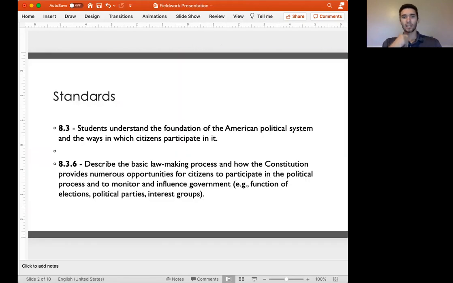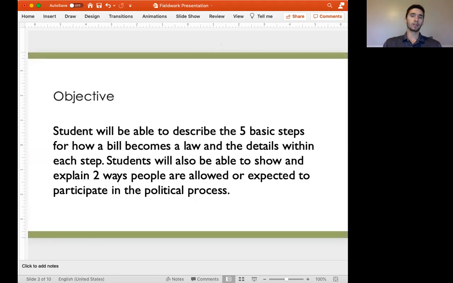the standards. So the standards for today, if you want to take a look at this, you can. I'm not going to spend too much time here, but here are the state standards that we're going to be hitting on today. And we hit on some yesterday with the bill becoming a law as well. So you can go back and check that out if you want to.